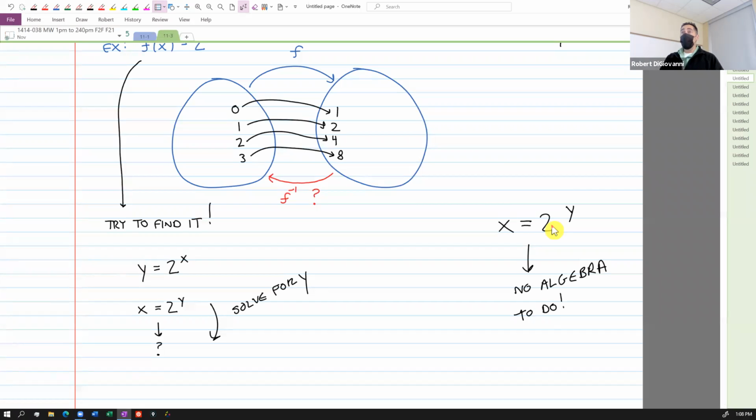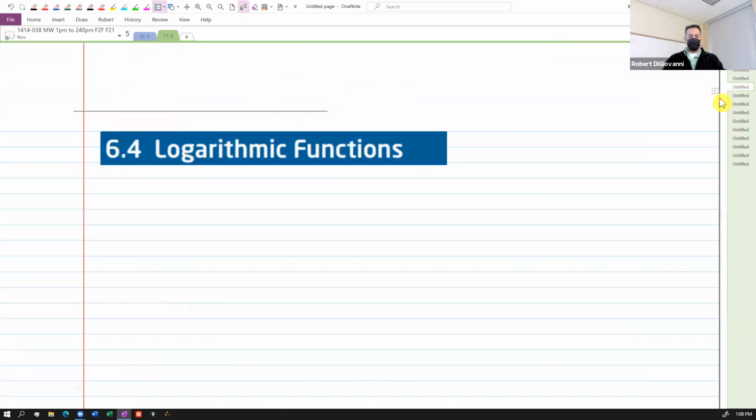So I need some way to let you know I'm talking about the inverse. So we have to come up with a new notation, all right? And that's where this whole idea of a logarithm comes in. It's just a notation that has a meaning to it. And the meaning is the thing that's important, all right? So that's the motivation of today. Let's get to the actual logarithmic functions.